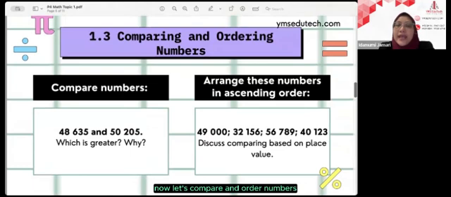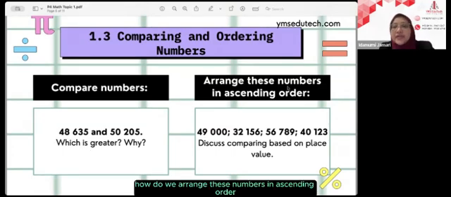Now, let's compare and order numbers. Let's compare between 48,635 and 50,205. Which is greater? That will be 50,205. Why is that so? Because 5 is greater than 4, and both of them are in the 10,000s place.